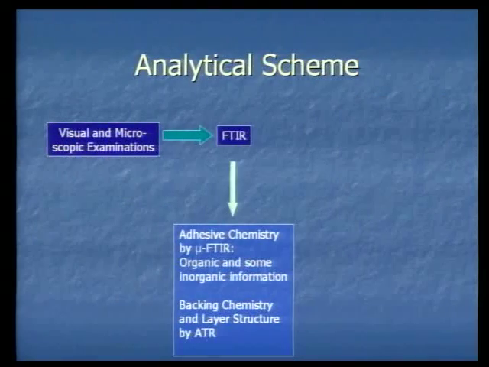Following our visual and microscopic exams, we then perform FTIR analysis, in which we are first off looking at the adhesive chemistry by micro FTIR. This provides us with some organic as well as some inorganic information for our tape adhesive. We will also use ATR analysis to evaluate the backing chemistry, but more importantly, we're looking at the layer structure and we're evaluating it by this technique. We had a publication in January of this year in Forensic Science Communications that describes this in more detail.